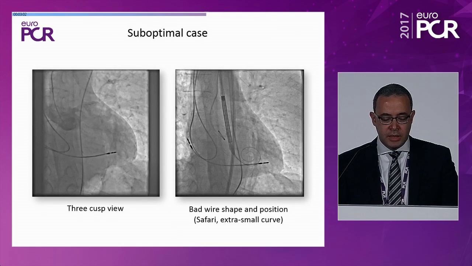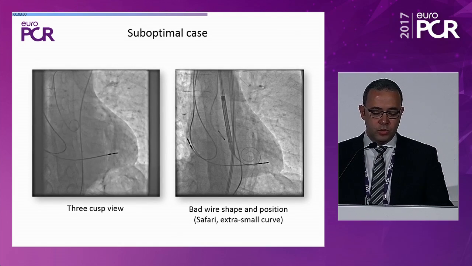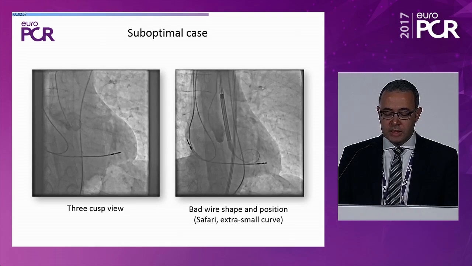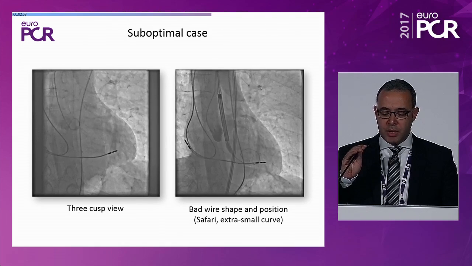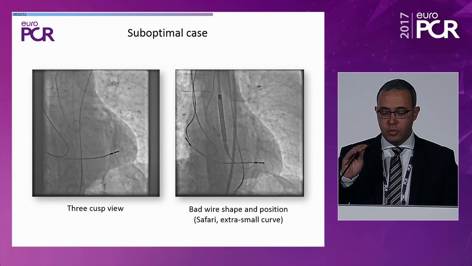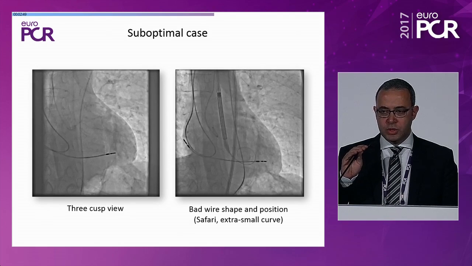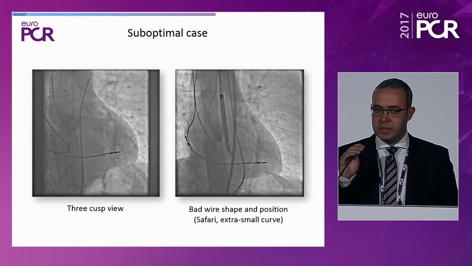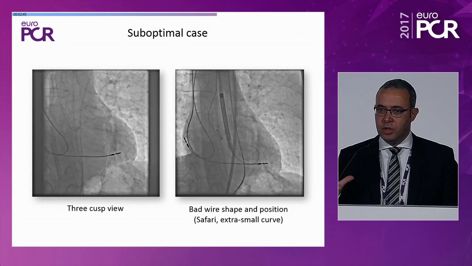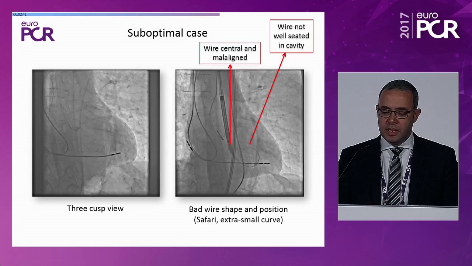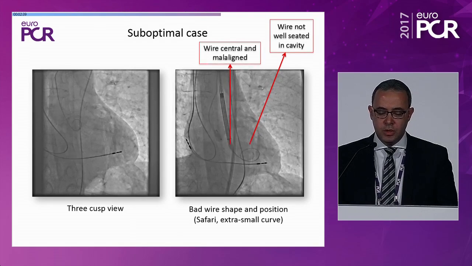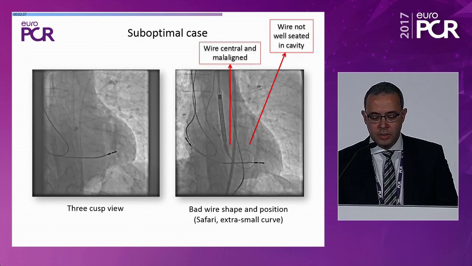A suboptimal case, on the other hand, again, horizontal aorta, a 3-cusp view, and you can see here on the right-hand side what I call a bad wire shape and position. This is a Safari with an extra small curve, which I stopped using in horizontal anatomies completely. So the size of the curve is, in my opinion, also a very important aspect because it will allow you to fill the apex and maintain eccentricity, which was not the case in this scenario.